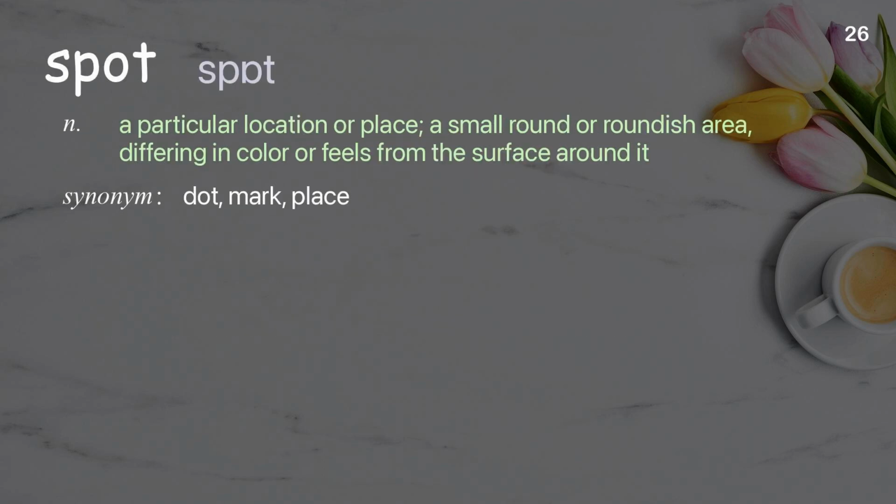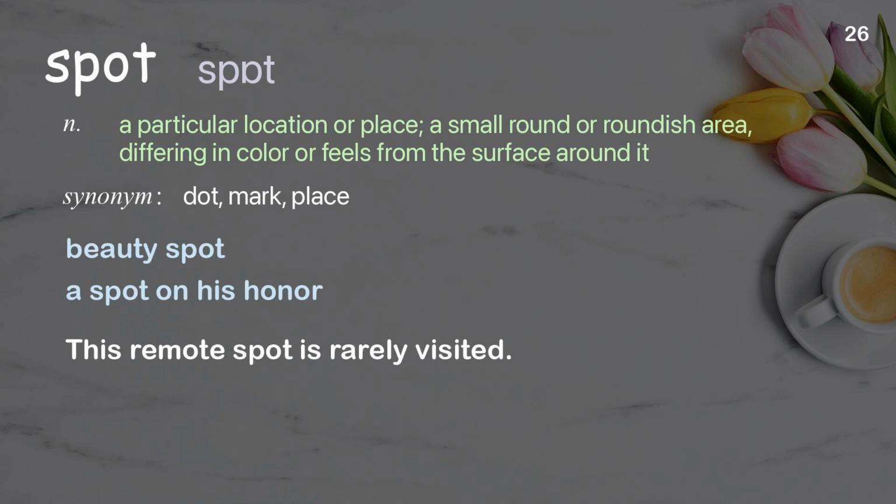Spot. A particular location or place, a small round or roundish area, differing in color or feel from the surface around it. Examples: Beauty spot, a spot on his honor. This remote spot is rarely visited.